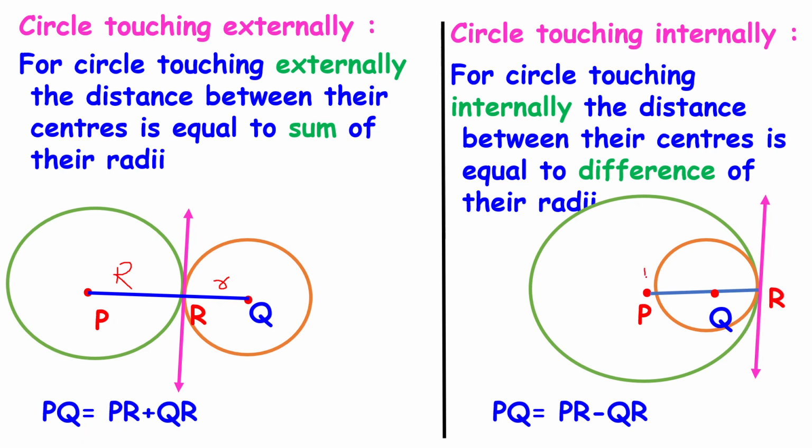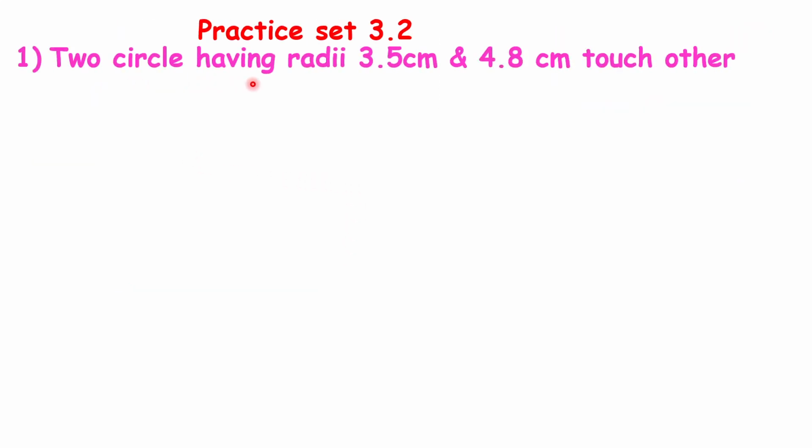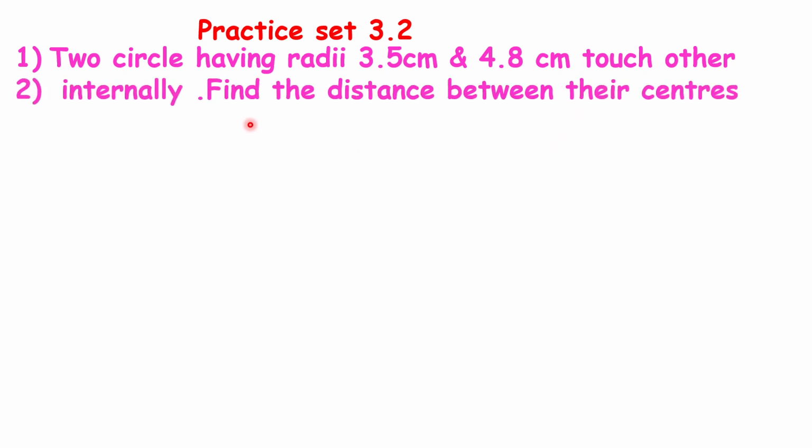Here, suppose the radius of circle P is capital R, and the radius of the circle with center Q is small r. Therefore, distance PQ is equal to the greater distance minus the smaller distance. Greater distance capital R minus smaller distance small r. Therefore, PQ is equal to capital R minus small r. Practice set 3.2. Two circles having radii 3.5 cm and 4.8 cm touch each other internally. Find the distance between their centers.